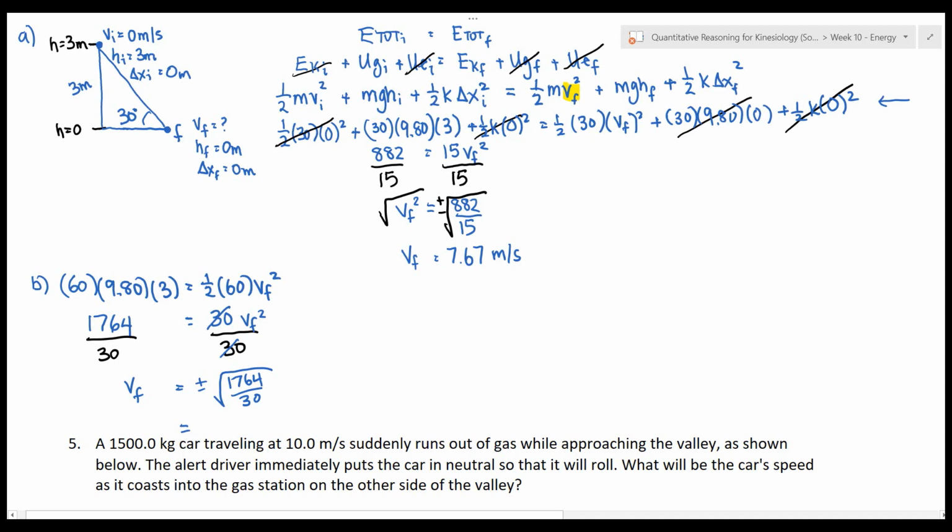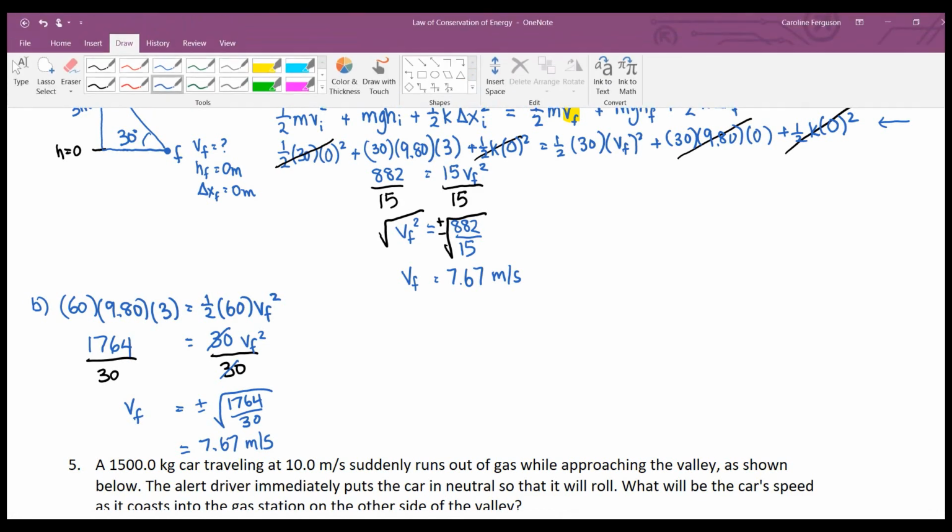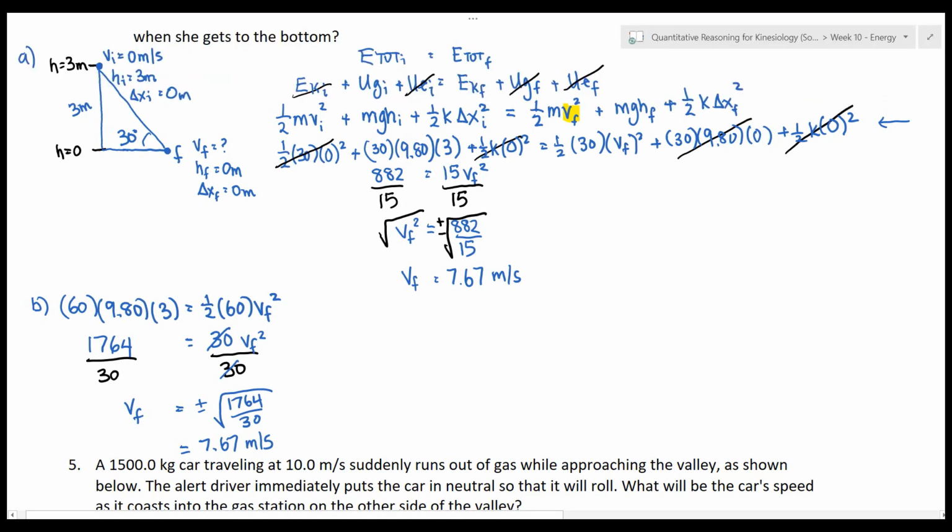1764 divided by 30, all in a square root sign, is 7.67 meters per second. It's the same answer that we got for part A. Well, why is that? How is it the same answer? Let's do a little bit of work on the side to look at this a little closer.